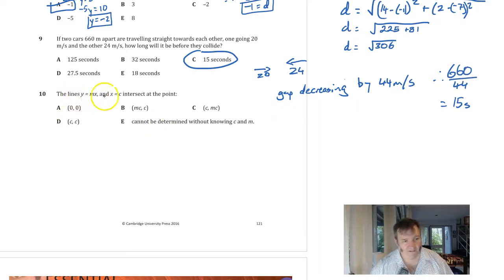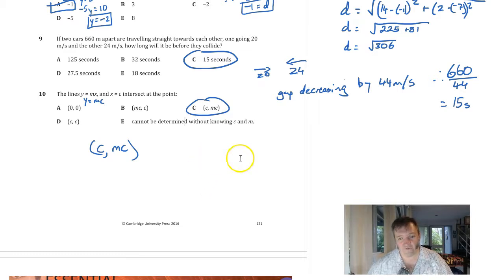The lines y equals mx and x equals c intersect at what point? Well, if they intersect, then we already know the x-coordinate, don't we? The x-coordinate's going to be c. So it's going to be c, comma, something. And when x equals c, this expression over here, y is going to equal m times c, isn't it? Because I'm going to replace x with c. So it's going to be c and mc. Again, a little bit abstract, that one. But to find where they intersect, you just let them equal each other. Again, that's more of an assignment question for you guys.